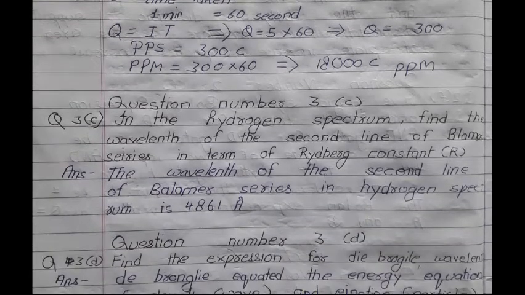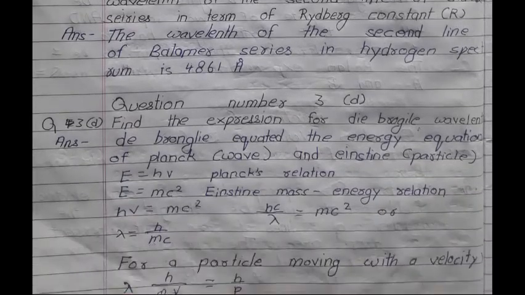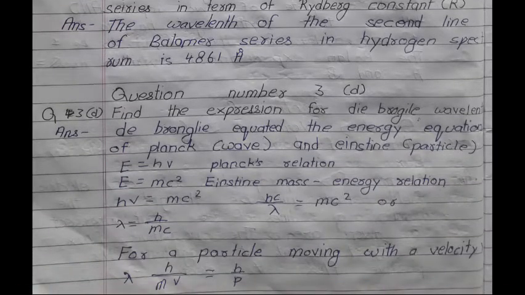Question number 3C. In the hydrogen spectrum, find the wavelength of the second line in the Balmer series in terms of Rydberg constant R. The wavelength of the second line of the Balmer series in the hydrogen spectrum is 4861 angstrom.